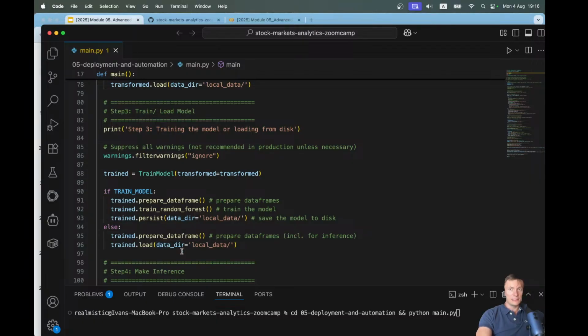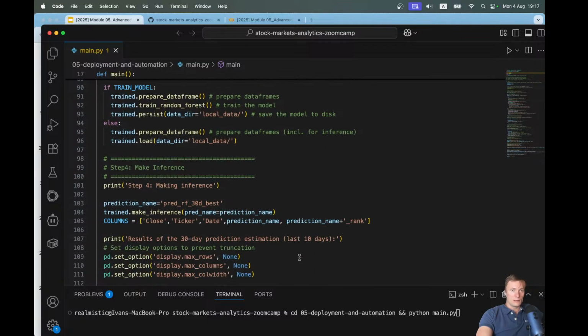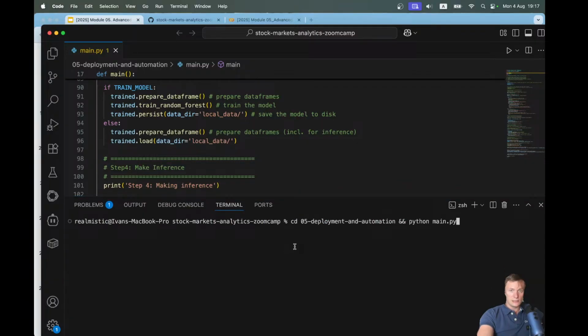For example, later if I want to do predictions every day, I can download the latest data and do the transformations, but reuse the same trained model, so that we will have the predictions from the model that was trained some time ago. So the latest step is making inference. I can start running it.